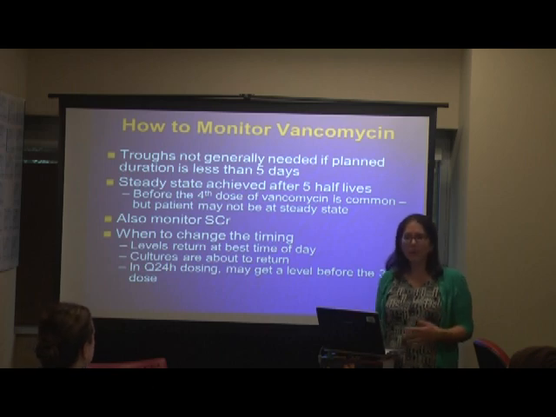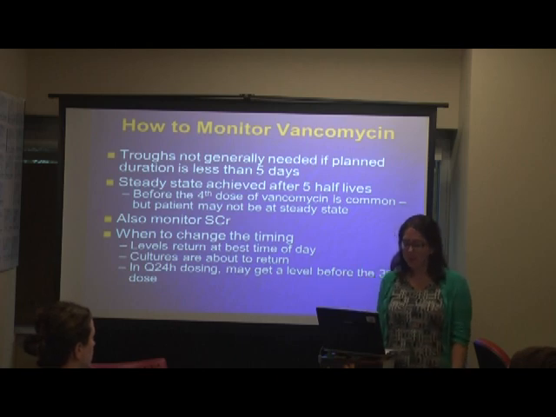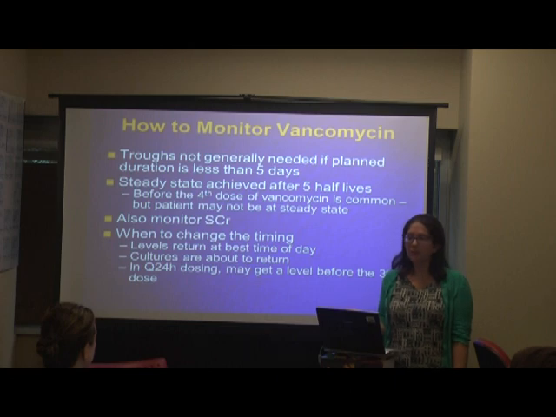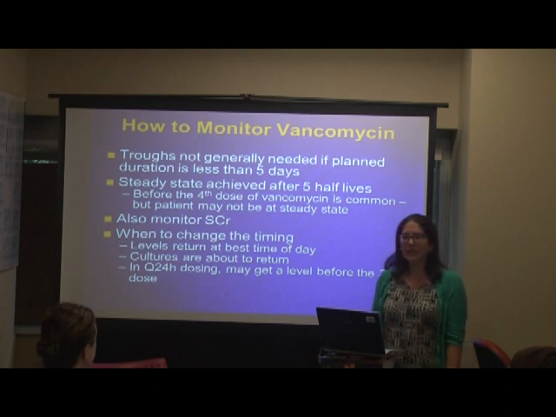So if they're a stable patient, maybe we can wait till morning. That's just a difference between the 5th and 6th dose, and that's generally going to be okay. If cultures are about to return, hold off on getting those levels until we see if we're going to continue therapy. And if the patient's receiving every 24-hour dosing, you may choose to get the level a little earlier, so before the 3rd dose instead of waiting to 4 or 5 days.